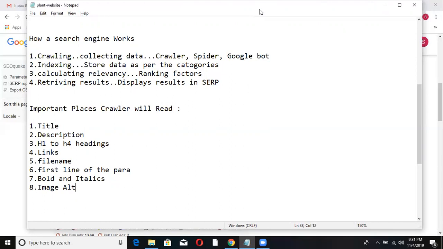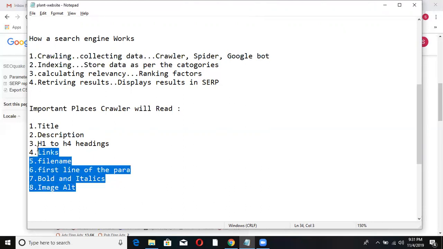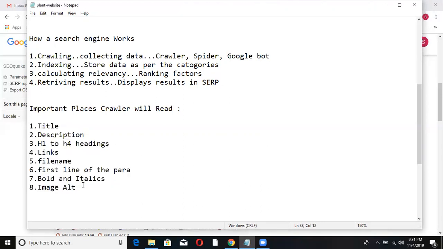Maybe a page might have 1,000 lines, but the crawler will not read 1,000 lines. It will definitely read these places. So be smart. Instead of focusing on all the 1,000 lines, put your efforts on these important places. Chalo. Can a crawler read an image? The crawler will not read an image. That's the reason we give alternate text. All right.